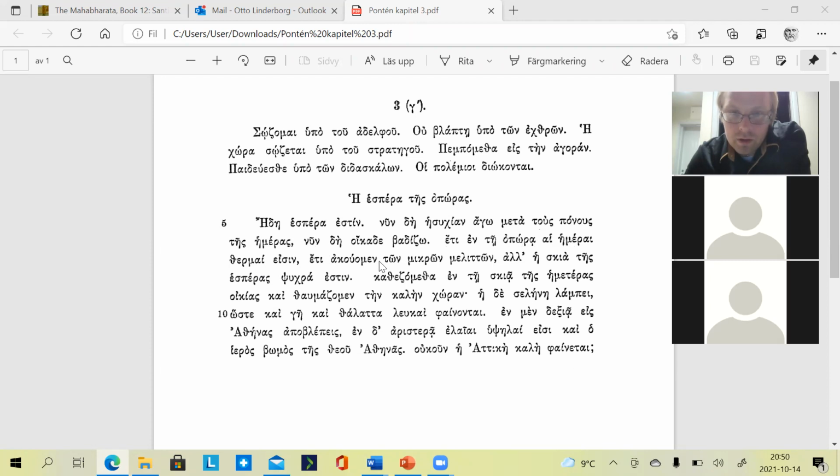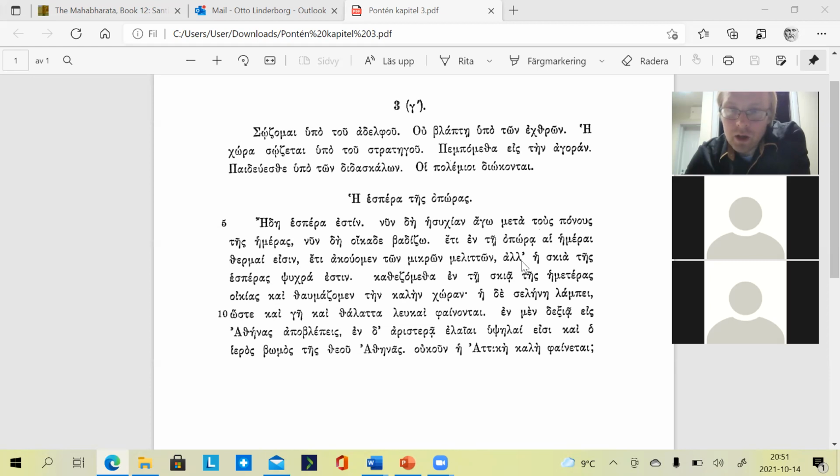eti akuomen ton mikron melitton. So still we hear, and akuo is a verb which takes a genitive object. So this is the object here in the genitive. Ton mikron melitton. Still we hear the small bees. So note here that this is a first person plural active present indicative because it has this ending, omen. So still we hear the small bees.